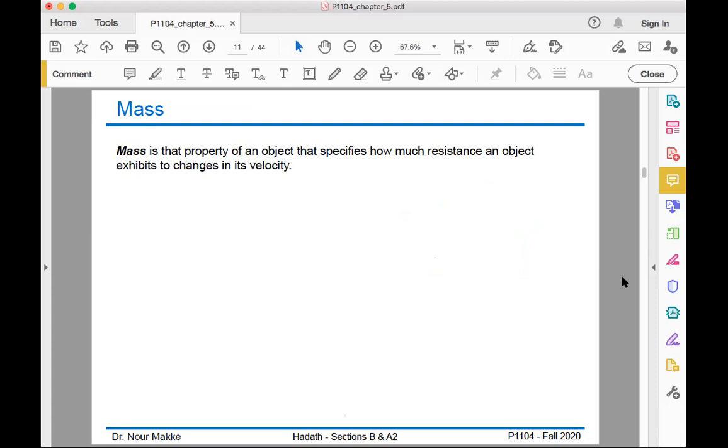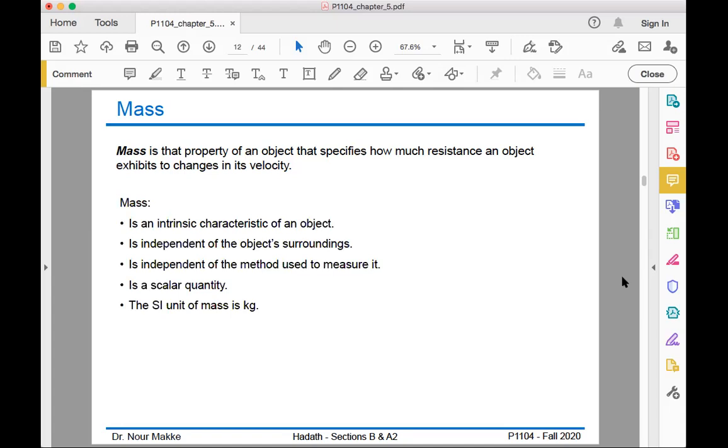Actually, the mass is defined as the property of an object that specifies how much resistance an object exhibits to changes in its velocity. In other words, if you have an object that is moving with a given velocity and you apply a force on this object trying to accelerate it or decelerate it, it can be in both directions, the resistance of this object to remaining at the same constant velocity it is moving with is defined as the mass. And you have to be careful about the notion of mass.